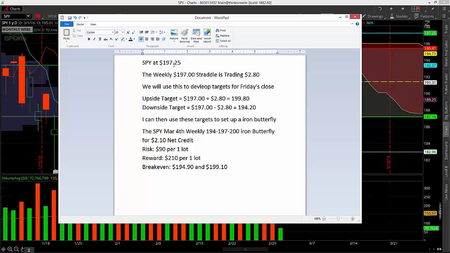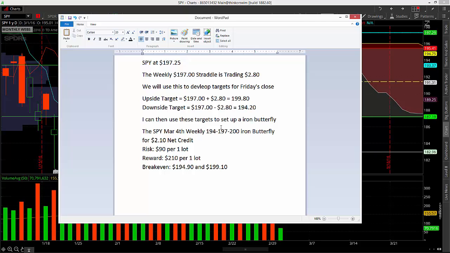So with the SPY at 197 quarter, I'm going to take the 197 straddle, trading at 2.80, and then develop targets for Friday's close. I'm going to have an upside target of 199.80, adding that to the strike price, a downside target of 194.20, subtracting it from the strike price. I then would use these targets to set up an iron butterfly.